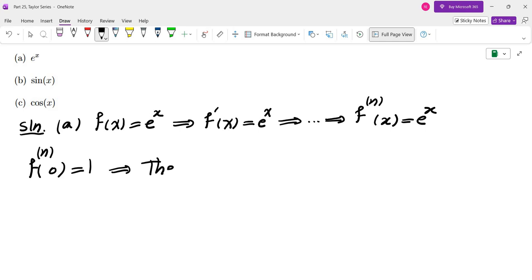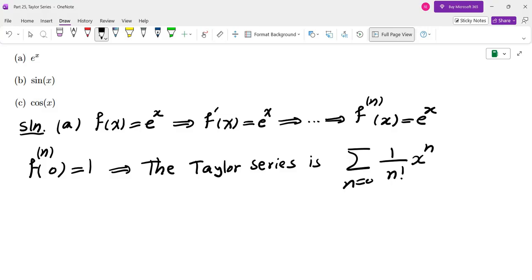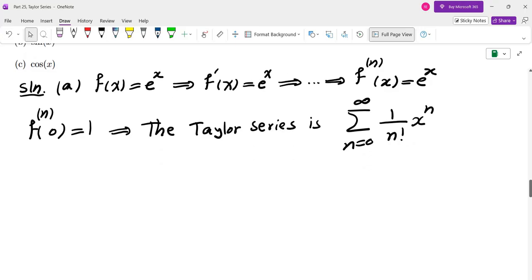So the Taylor series is going to be the sum of 1 over n factorial, that is f⁽ⁿ⁾(0) divided by n factorial, times x to the power of n, n equals 0 to infinity. So this is the Taylor series for e to the power of x. It happens that in fact this is also equal to the function e to the power of x.